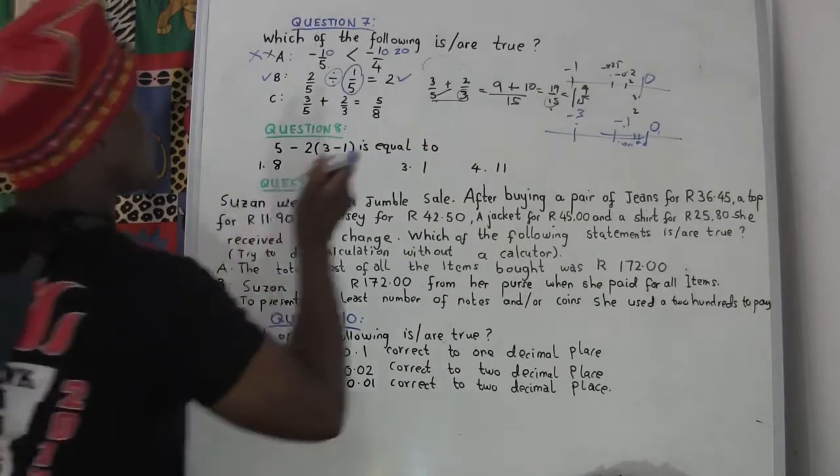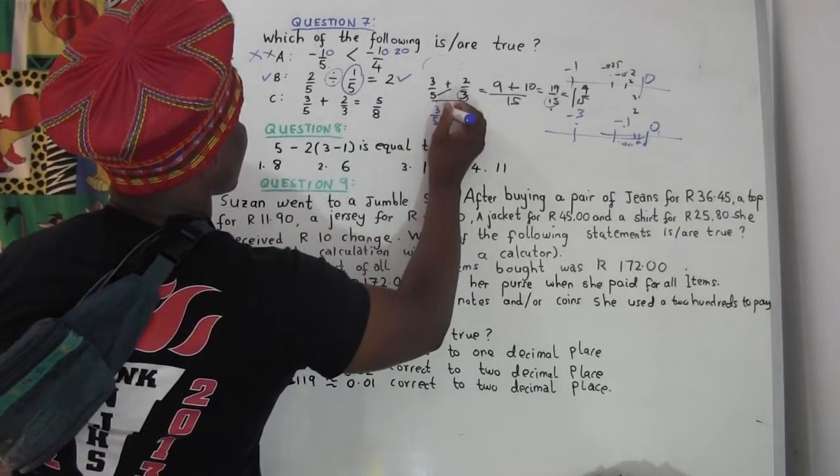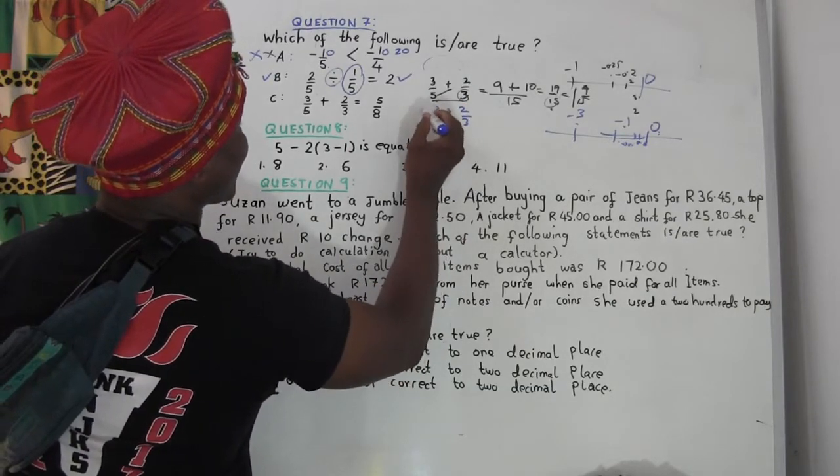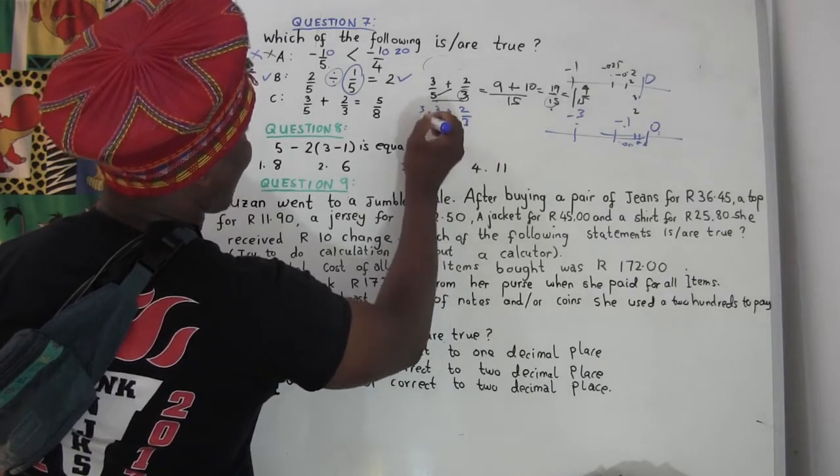Another method you can use for this question: it's 3 over 5 plus 2 over 3. You see this number here, which is 3, multiply it here, up and down. Take this, multiply here, up and down.